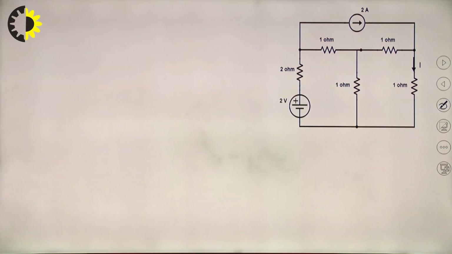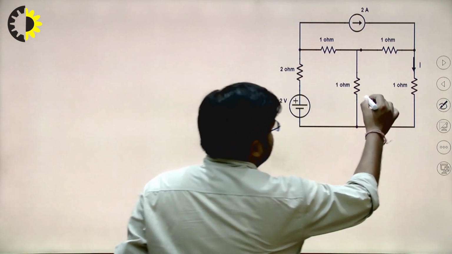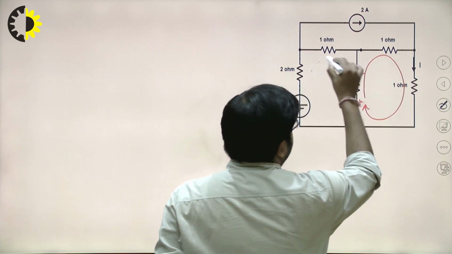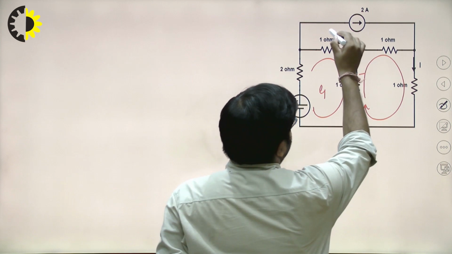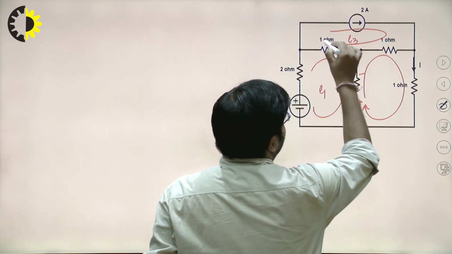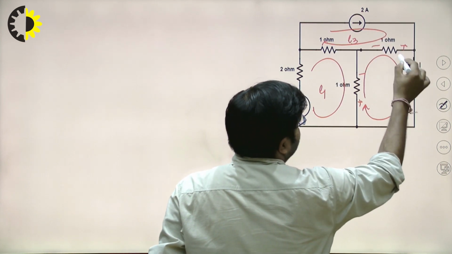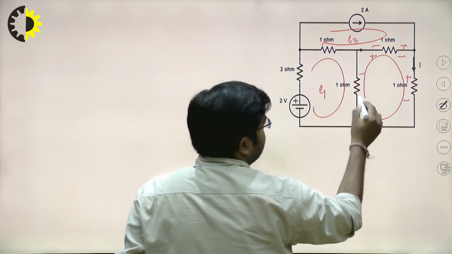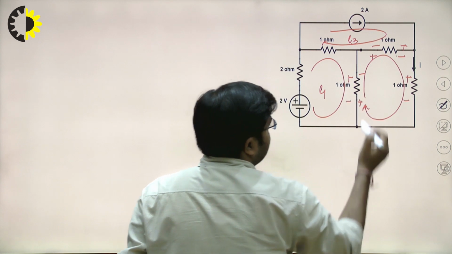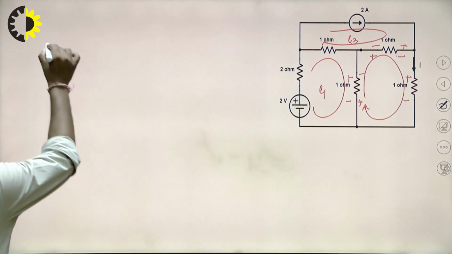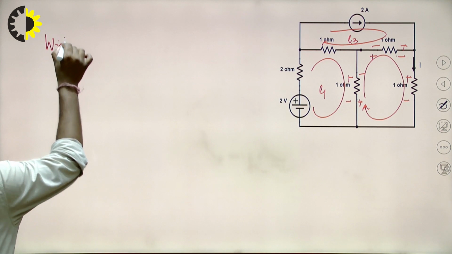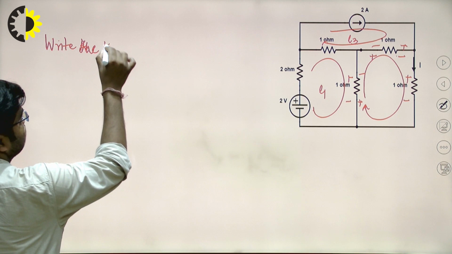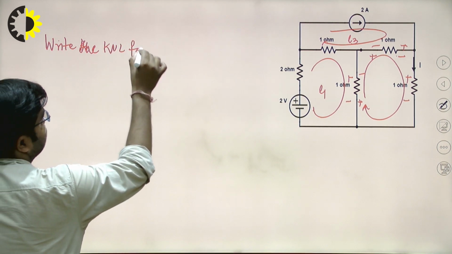Okay. Now write the KVL for this mesh. Plus minus, and here the current is I1 and this is the I3 current. Okay, so plus minus for the I3 current, and this plus minus for the I2 current, this plus minus for the I2 current, and here will be plus minus. So write the KVL for mesh 2.